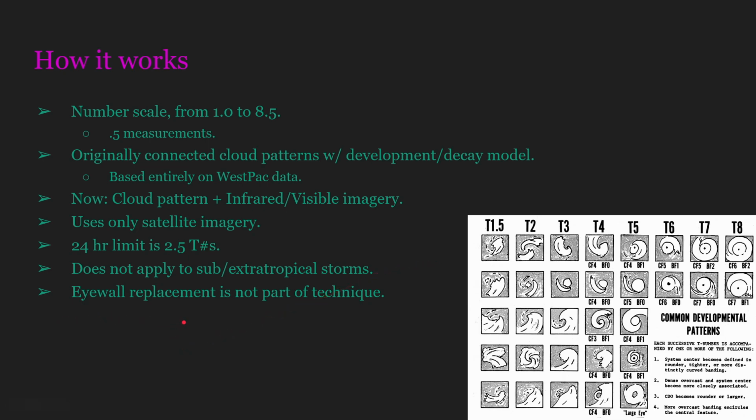Lastly, the eyewall replacement cycle, something that is relatively common inside strong storms, is not covered and is not part of the Dvorak technique as a whole. It is completely not considered in the slightest, which is, again, odd because most strong hurricanes undergo some sort of eyewall replacement cycle at least once.